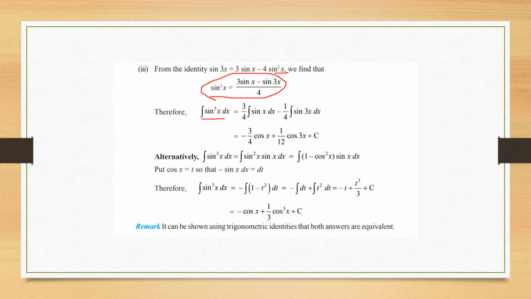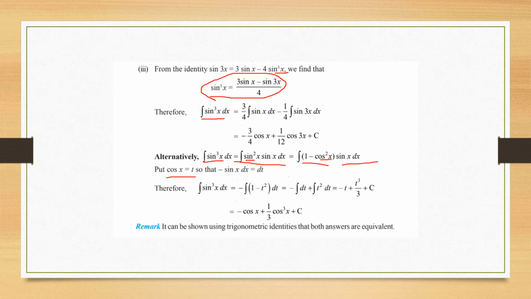So it becomes minus 3 by 4 cos x plus 1 by 12 cos 3x plus c. Or I can open sine cube x as sine square x into sine x dx. Now I'll open this sine square as 1 minus cos square x, and sine x dx. Now put this cos x as t, as we did in exercise 7.2.